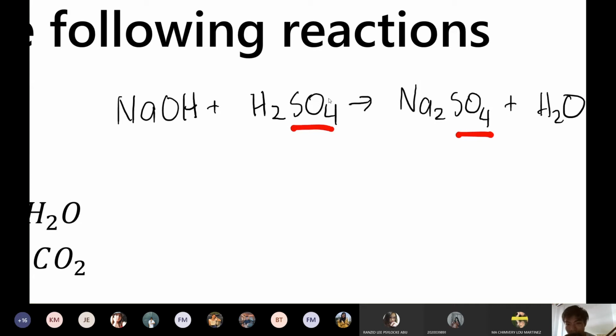So, I have one SO4 here. Then, may isa akong SO4 dito. So, balance na yan. Tig-isa yung SO4 eh. So, if the SO4s are balanced, ano susunod na gagawin? Huwag niyo muna sila pansinin. You set them aside. So, lagyan ko lang ng highlight. Okay. So, huwag natin pansinin yung yellow muna.